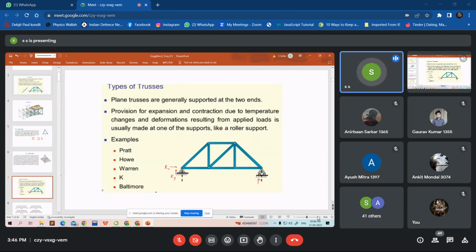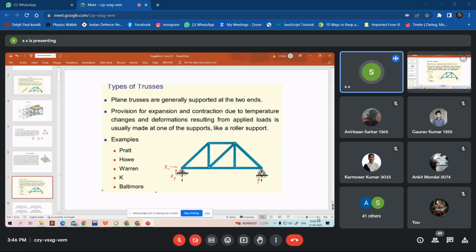So can you tell me from common sense why for this bridge, for this truss, you have a fixed end here, and a rolling end over here? Any guess why? So for thermal expansion. Yes, correct. Because of thermal expansion, you need some movement at this end.